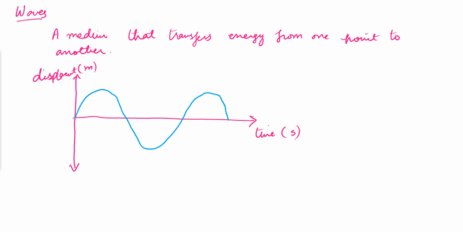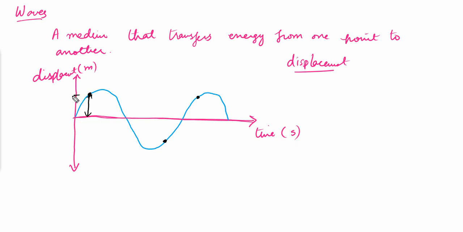Okay, now let's discuss the first point, that is displacement. What is displacement? Displacement is the distance from the equilibrium position or the mean position. Over here you can see this pink line. This pink line is the mean position. Suppose I want to find the displacement at any point on the wave, for example at this point, or this point, or this point. Then the distance from the equilibrium position is called the displacement.